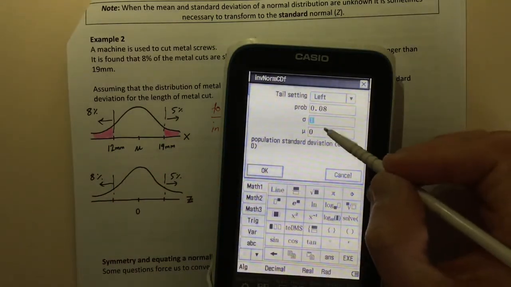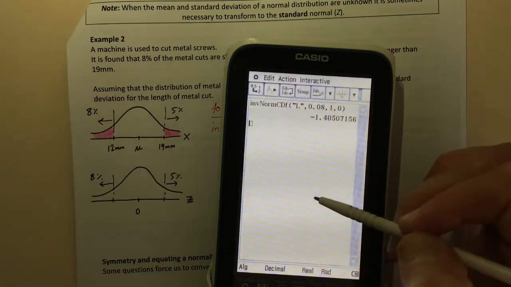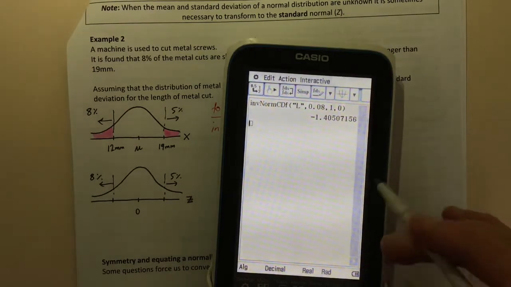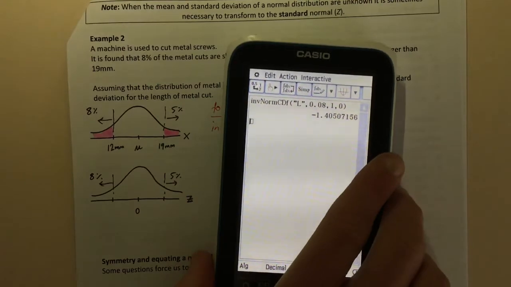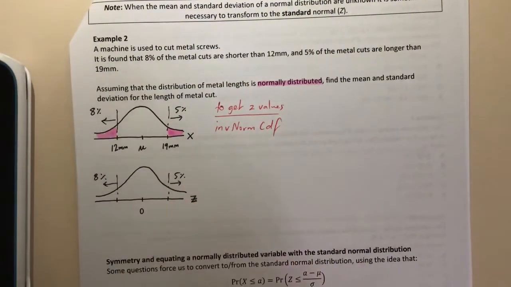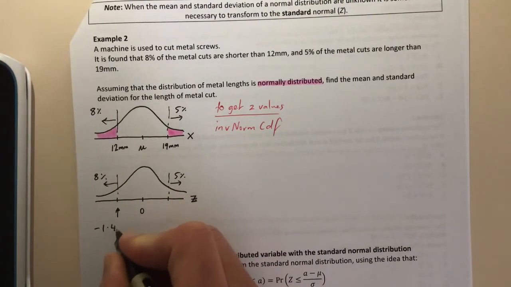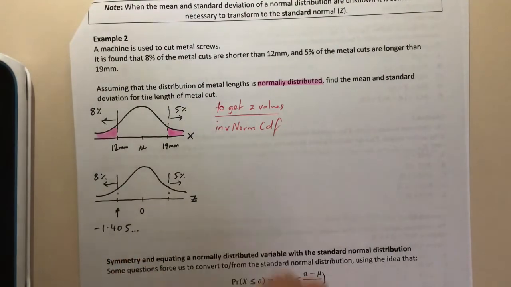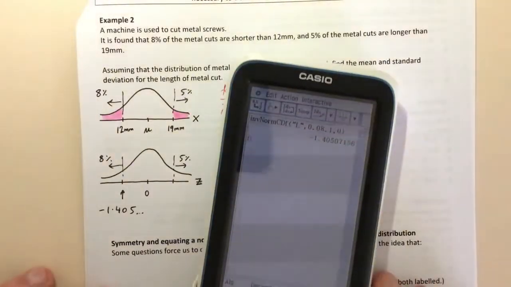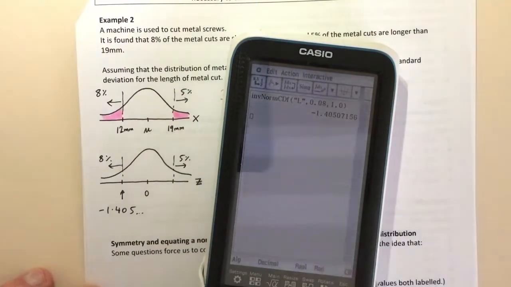But if I keep the standard deviation as 1 and the mean as 0, what I'm actually going to get is the standardized value for 12 millimeters, which is negative 1.40507. Okay, so I guess the equivalent Z value for our X value of 12 millimeters is negative 1.405, and I'm just going to say dot dot because I'm really going to keep the full number in my calculator.